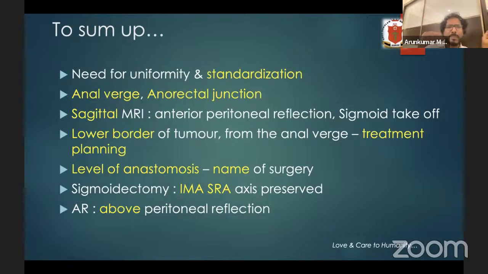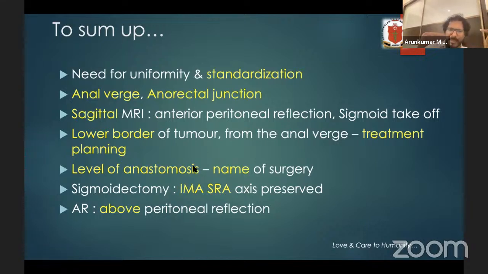To sum up, there is need for uniformity in staging, treatment, documentation, as well as standardization. The important landmarks being the anal verge, then the dentate line, anorectal junction, then the anterior peritoneal reflection, sigmoid takeoff. So sagittal MRI or CT is an important thing. And the lower border of the tumor is mainly for treatment planning. And the level of anastomosis will dictate the name of the surgery.